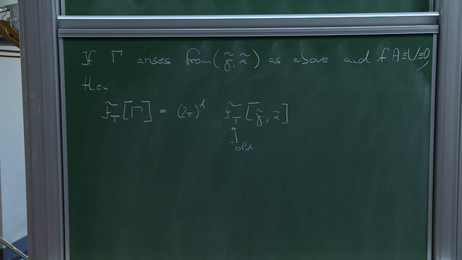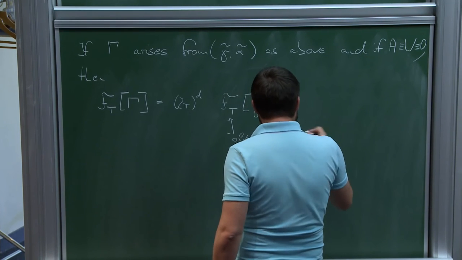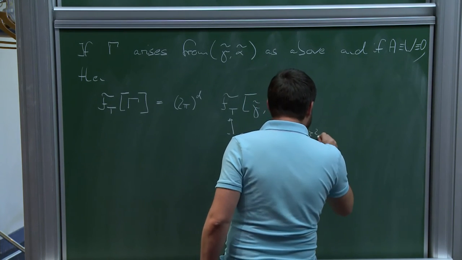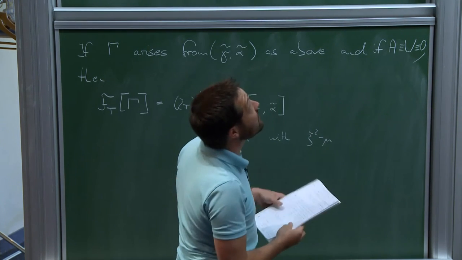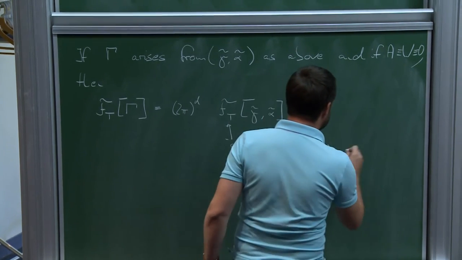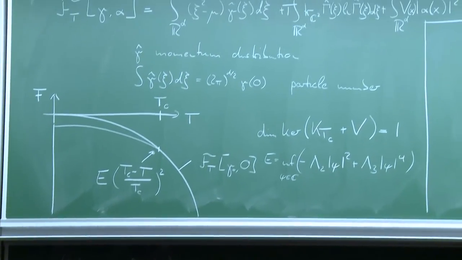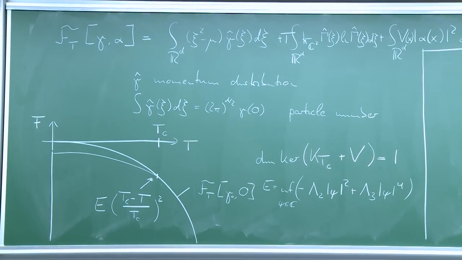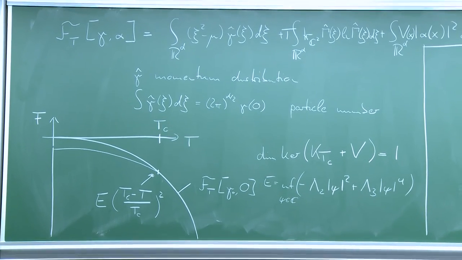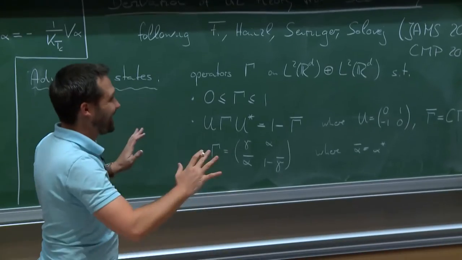And I should say that this is the old functional, but let me stress that it's independent of h. So it's really just psi squared minus mu. There is no h in front, and there is just a V and not a V of x divided by h. And now, of course, I have to tell you why.